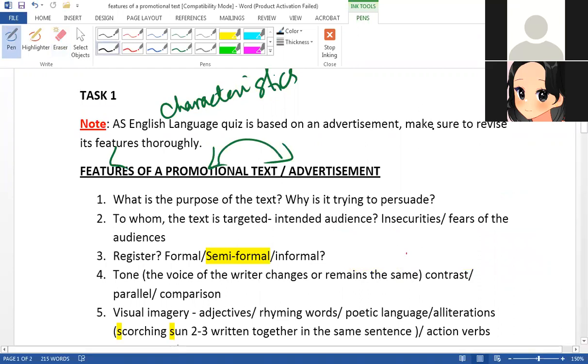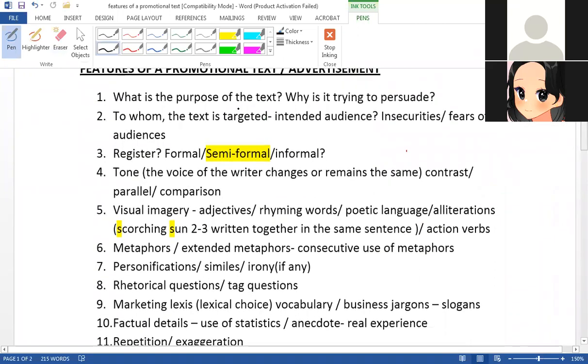When you're reading a text, what do you need to ask yourself? What is the purpose of the text? Why is it trying to persuade? Let's say you say that it's to persuade. Why is it trying to persuade you, convince you? To make a sale. As simple as that. They want more people to buy their product, to purchase their holiday packages, holiday destinations, any sort of idea.